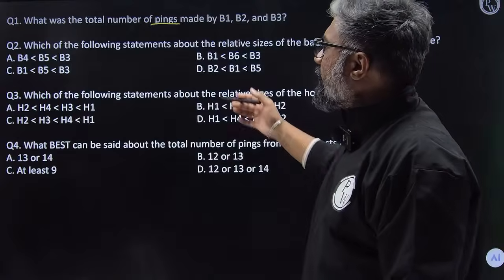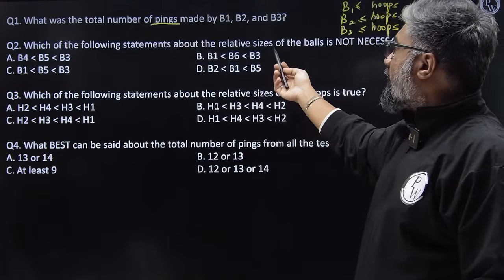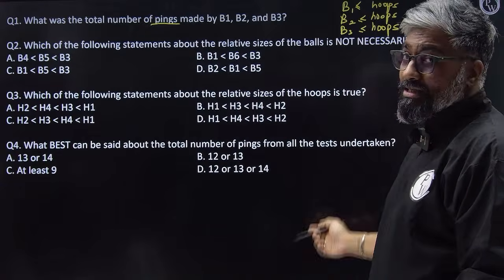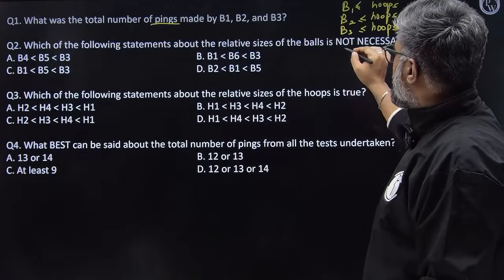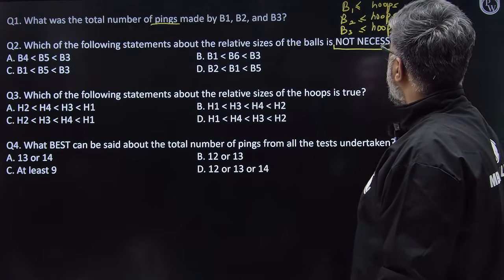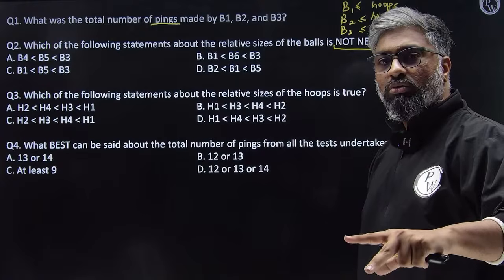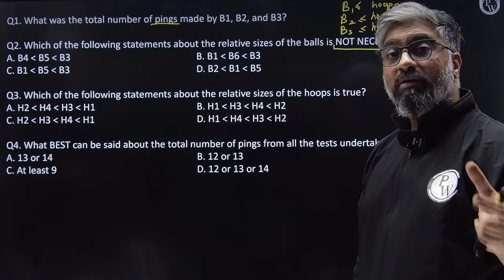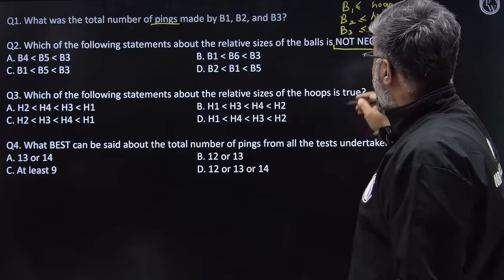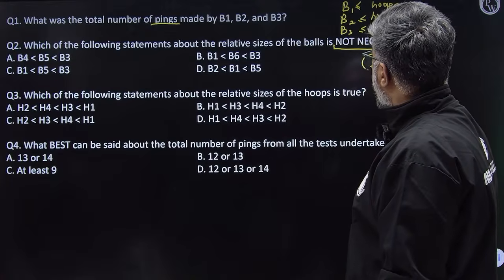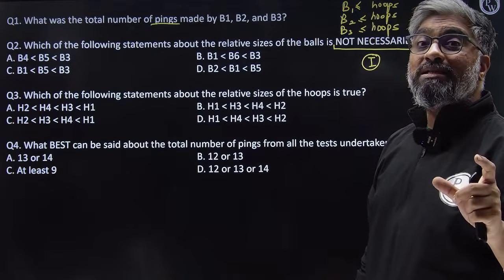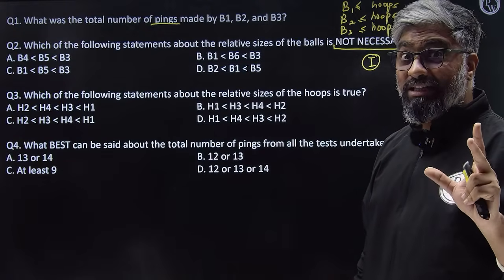Easy. Second, which of the following statements about the relative sizes of the ball is not necessarily true? Now look at this. Not necessarily true is kind of a tricky statement. They could either say is not true, is false, but why are they using not necessarily? This is an indefinite question. That means there could be something missing. There could be multiple cases, high chances of that.